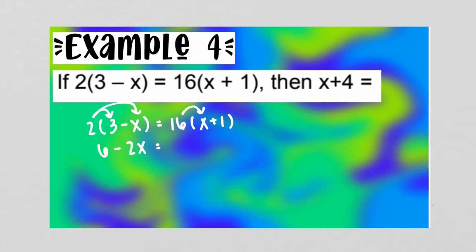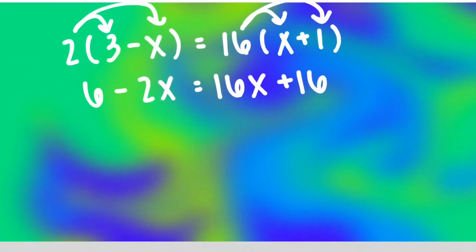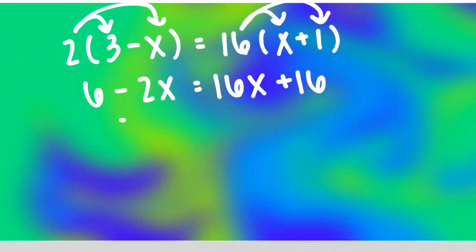We're going to distribute. 16 times x gives me 16x, plus, I'm going to distribute the 16 to the 1. 16 times 1 gives me 16. Now I look at my left side, there's nothing I can combine together there. I look at my right side, there's nothing I can combine together there. So now I need to start moving stuff. I usually like to move the smaller x, and in this case, it's that minus 2x. So I'm going to add 2x to both sides.